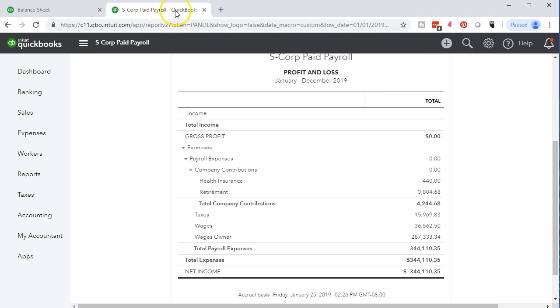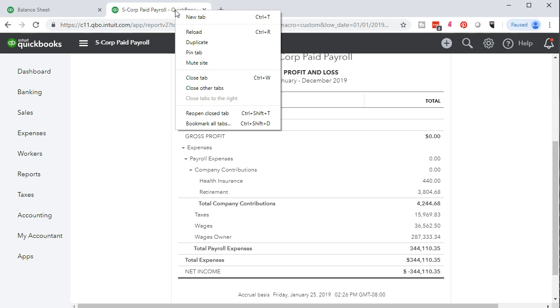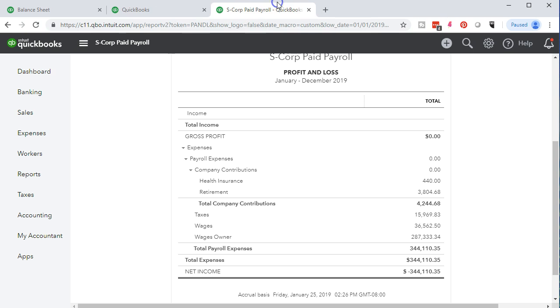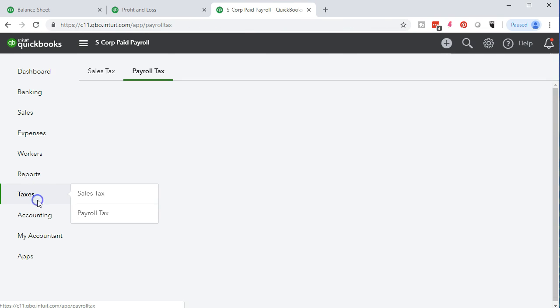I'm going to make another tab up top. We'll right click on this tab and consider some forms. Duplicate this tab. We're going to pull this to the right, and then we're going to go to the taxes tab on the left.